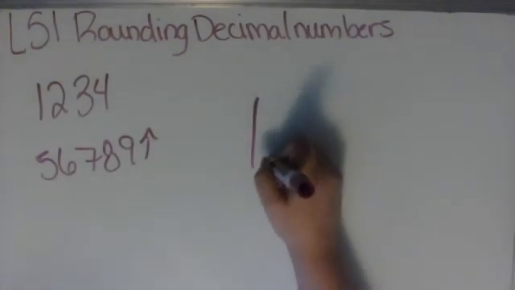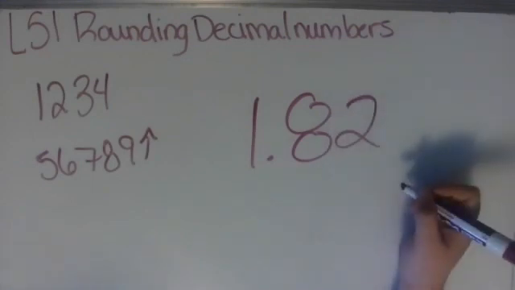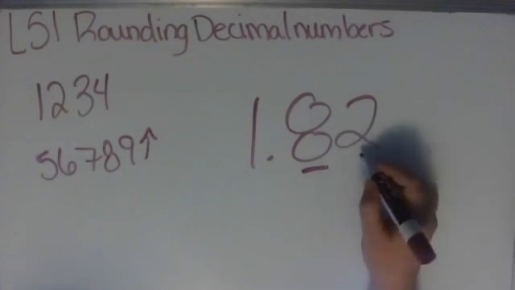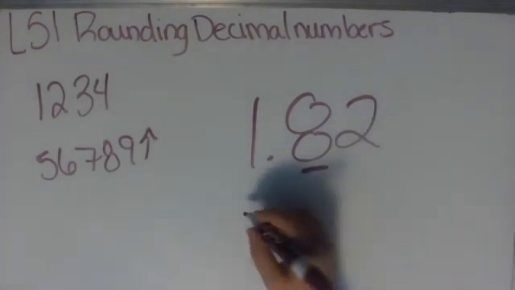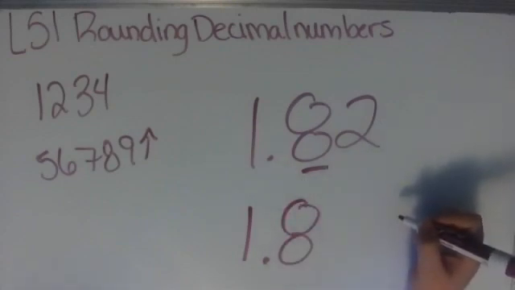For example, if you have 1 and 82 hundredths and you're asked to round to the nearest tenths, then you look for the tenths column, which is there. You look to the right of it, that's 2. 2 tells the 8 to stay the same, so your new number is just 1 and 8 tenths.